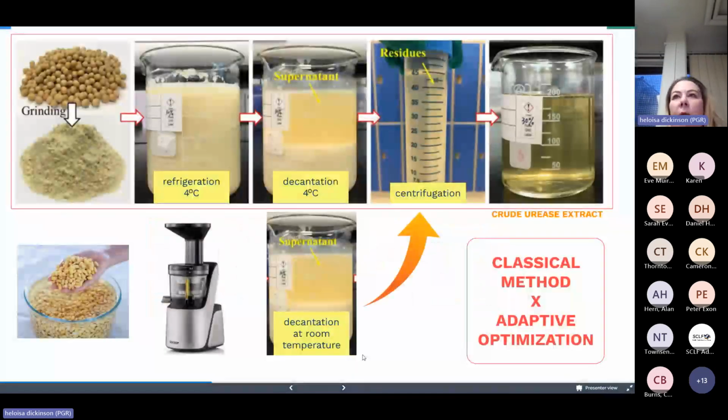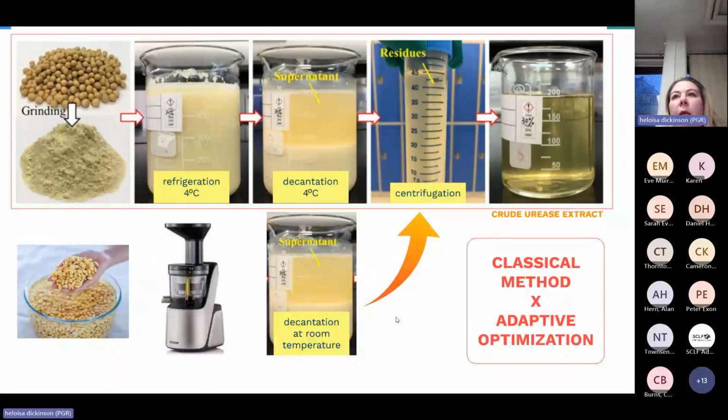I want to explain a bit more about the method. For example, to produce crude urease extract using soybeans, we have classical recipes online and in the literature. Usually they tell you to grind the soybeans very fine and then sieve and separate a fraction with the exact granulometry that they say is the best one. Each method has one, but it's very fine. And then mix the powder with water and acetone or ethanol, stir with a magnetic stirrer for 30 minutes, put in the refrigerator to decant, and then collect the supernatant, desalt, and then centrifuge, and then filter with paper filter, and you have your crude urease extract.